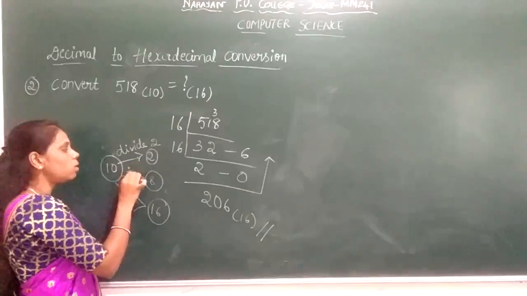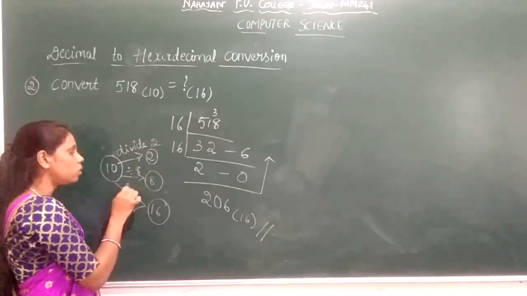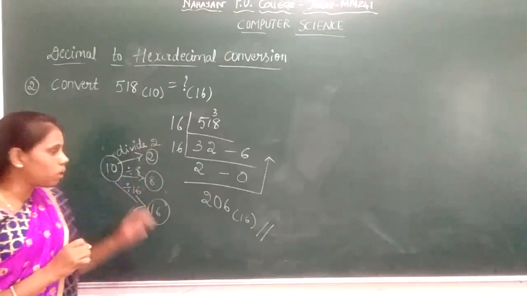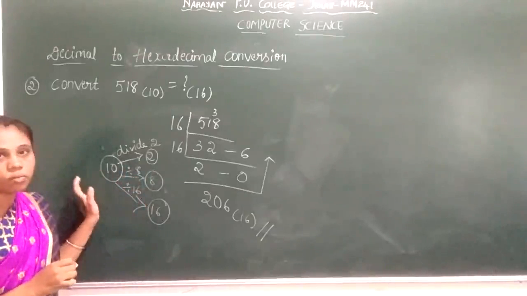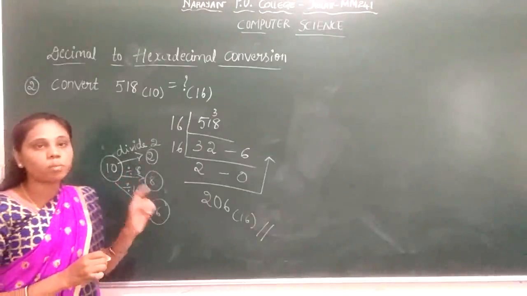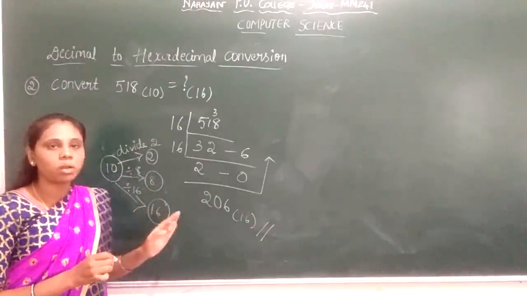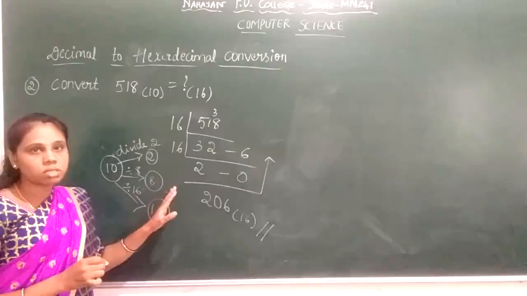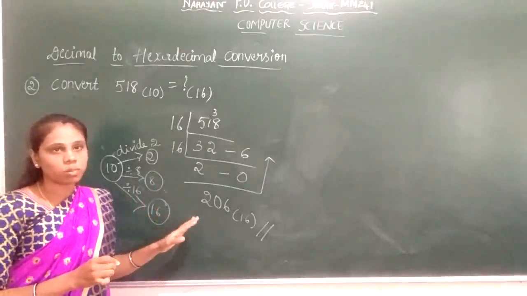Here also you need to divide it by 8, and here you need to divide it by 16. So keep this in your mind. While converting from decimal to any other number system, you need to divide the number by its new base value. So this is the decimal to other number system conversion.